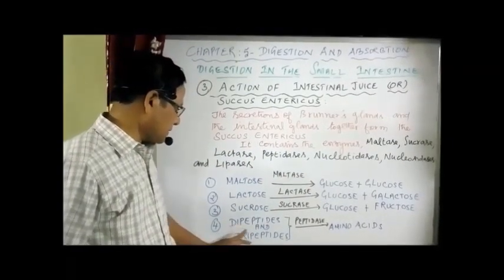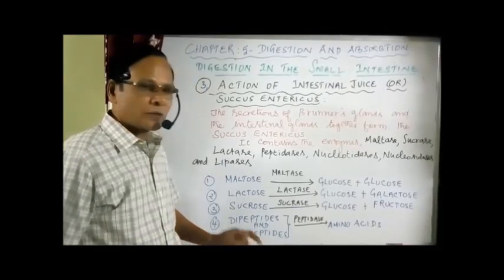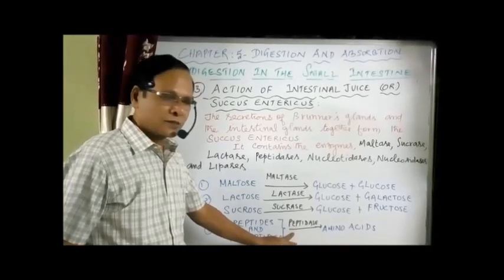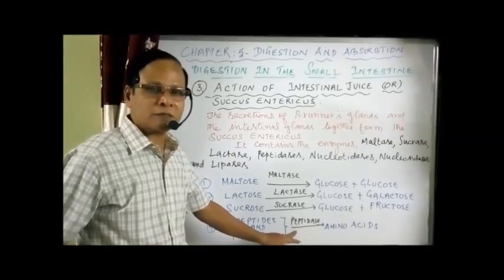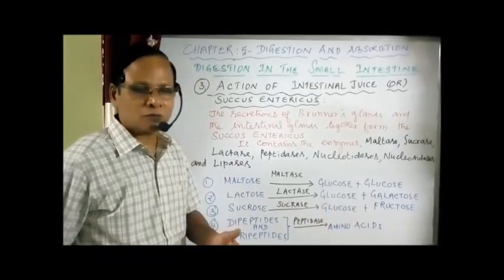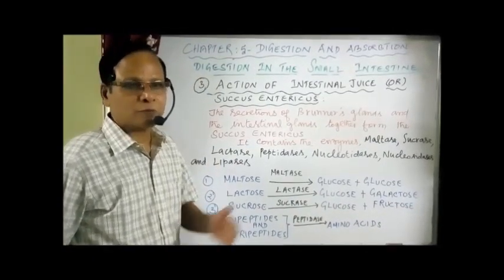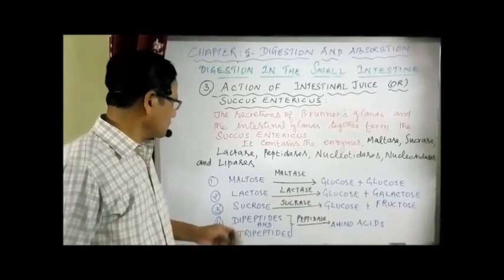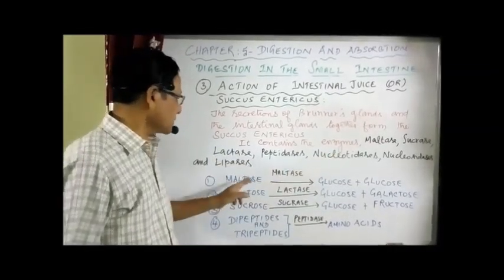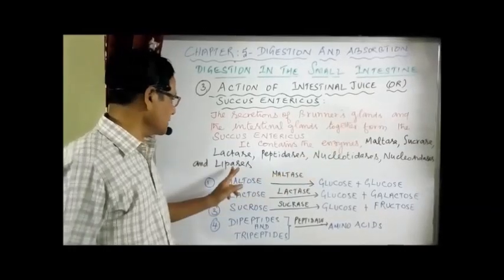The dipeptides and tripeptides, formed of two or three amino acids, are broken by peptidases. They may be called dipeptidase or tripeptidase, releasing the amino acids, the ultimate unit of protein. Okay, that's about that. And we have to know the functions of nucleotidases, nucleosidases and lipases.